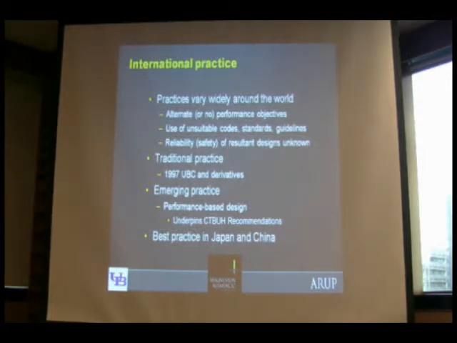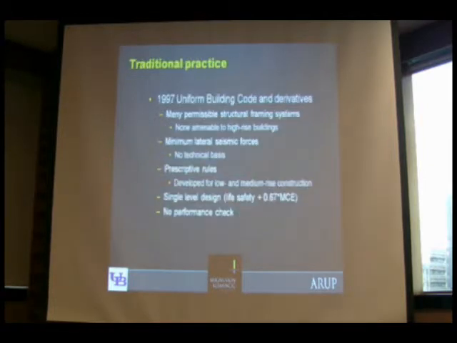I've organised some of the discussion on international practice using these headings: traditional practice, emerging practice, and best practice. And I'm going to start by talking a little about the 1997 Uniform Building Code and its derivatives, in large part because it is cited around the world. And I think it certainly was incorporated by reference in the Australian Earthquake Loading Code, at least in the last cycle.